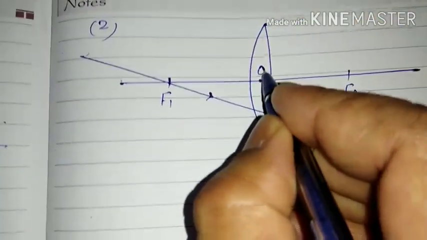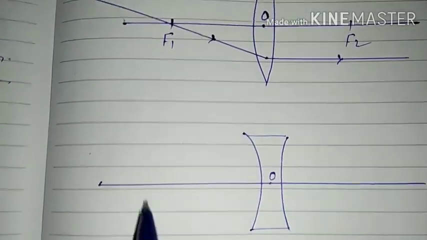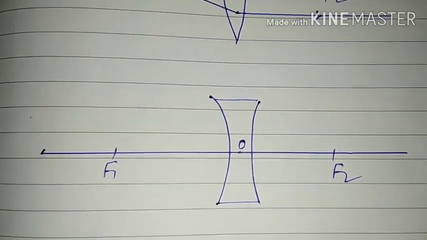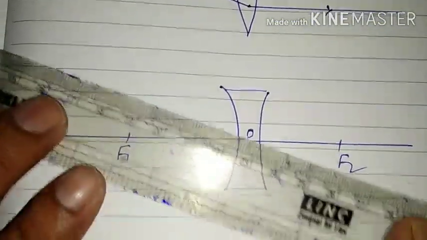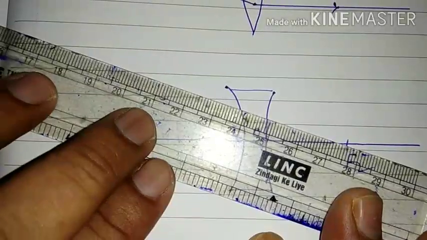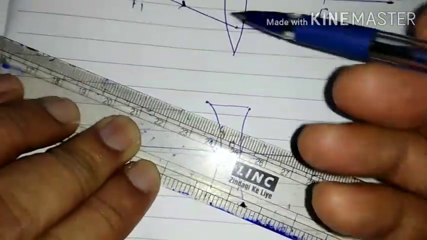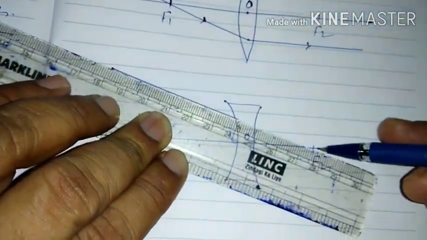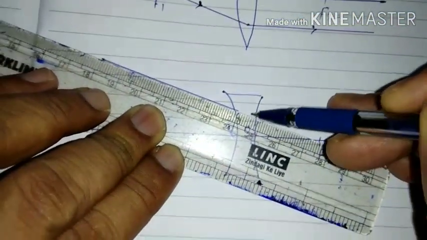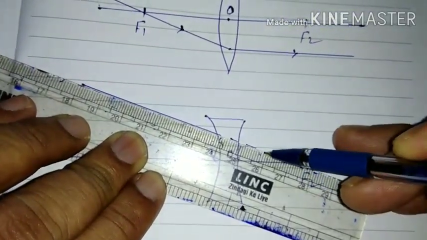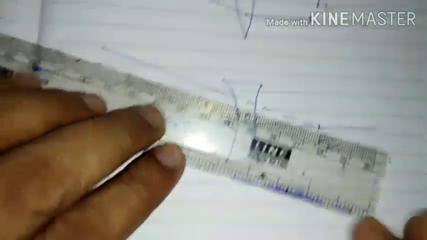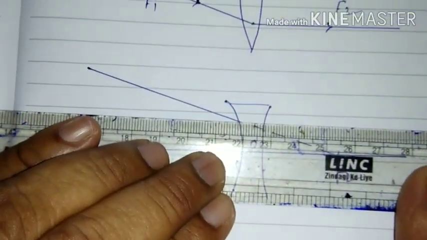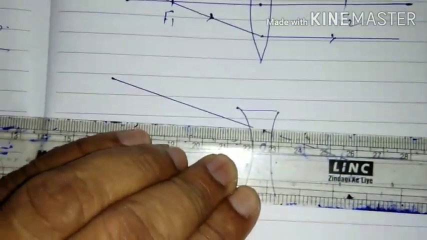This is optical center. Focus 1, focus 2. So, if any ray of light is incident on a concave lens in such a way that it appears to pass through its focus, this is completely virtual. It appears to pass. Then what happens? After refraction, it becomes parallel to the principal axis.